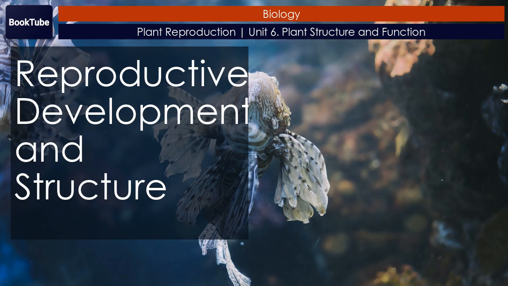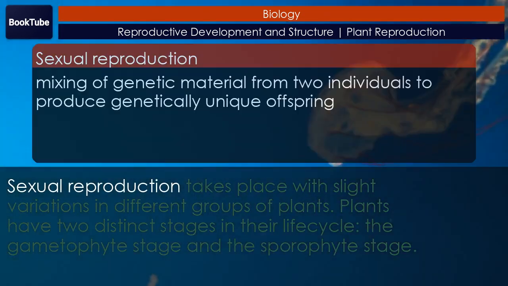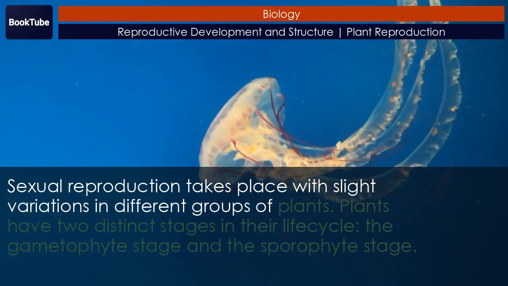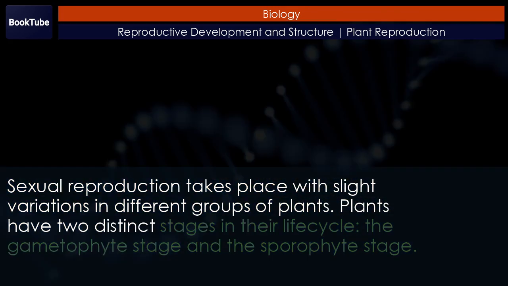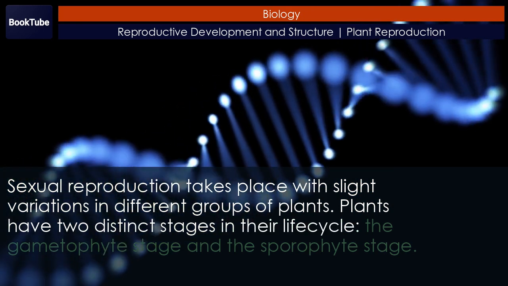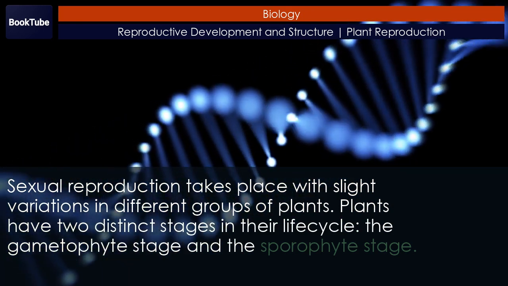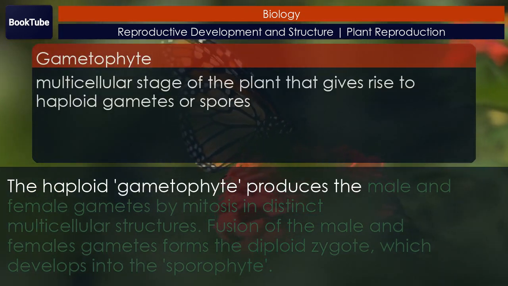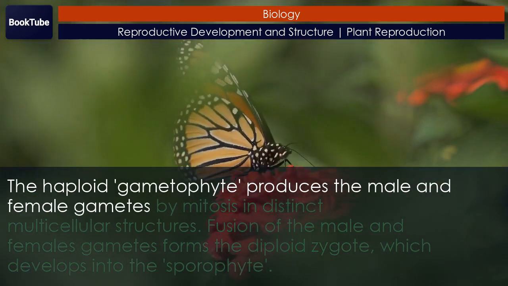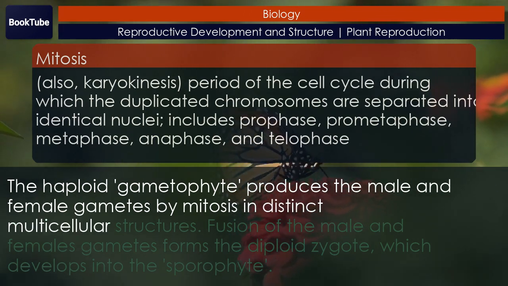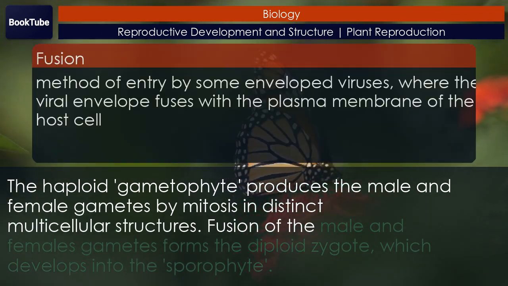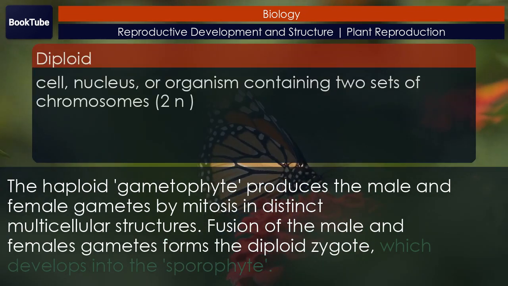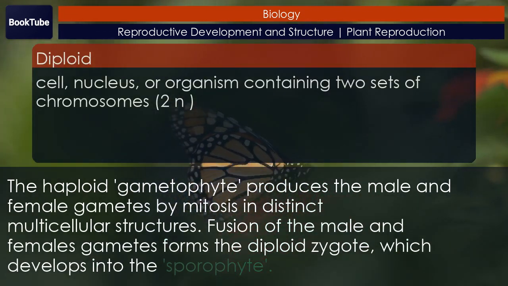Reproductive development and structure. Sexual reproduction takes place with slight variations in different groups of plants. Plants have two distinct stages in their life cycle: the gametophyte stage and the sporophyte stage. The haploid gametophyte produces the male and female gametes by mitosis in distinct multicellular structures. Fusion of the male and female gametes forms the diploid zygote, which develops into the sporophyte.